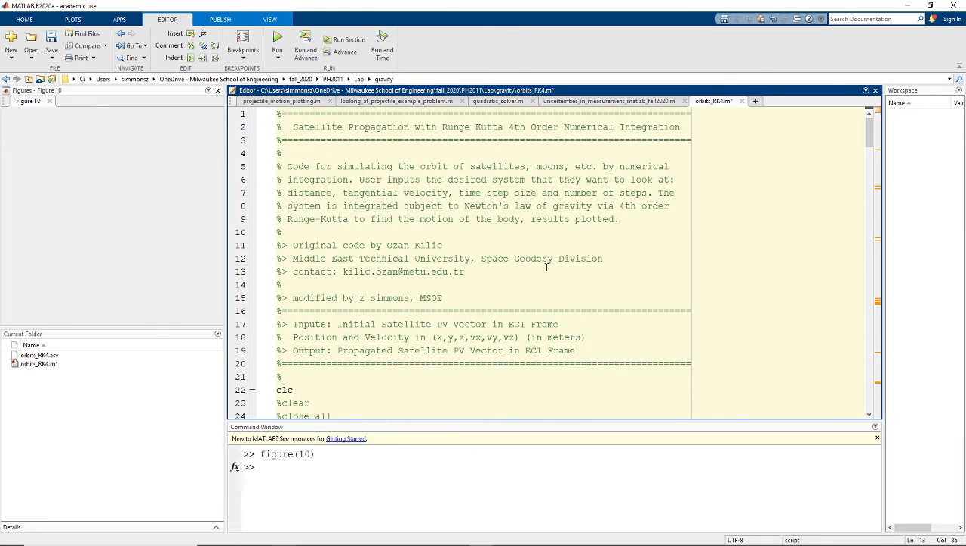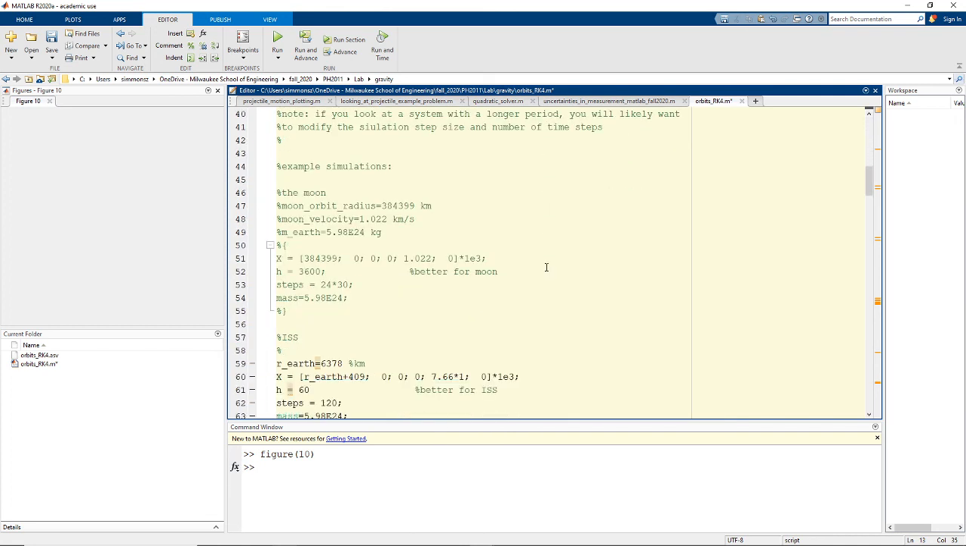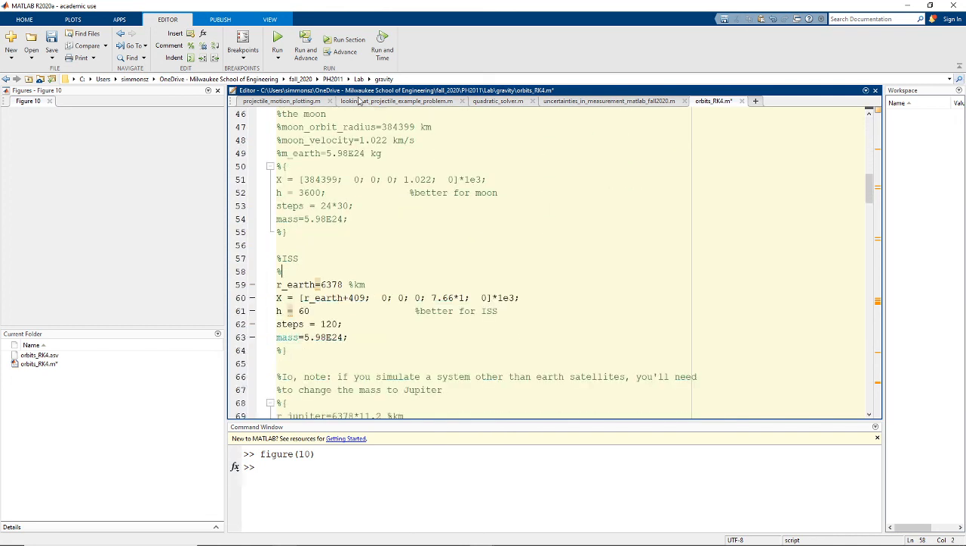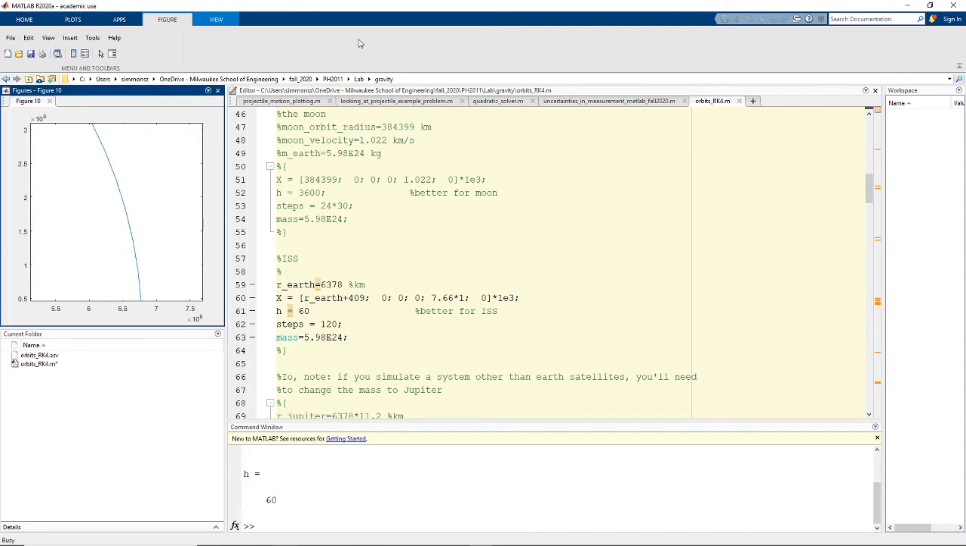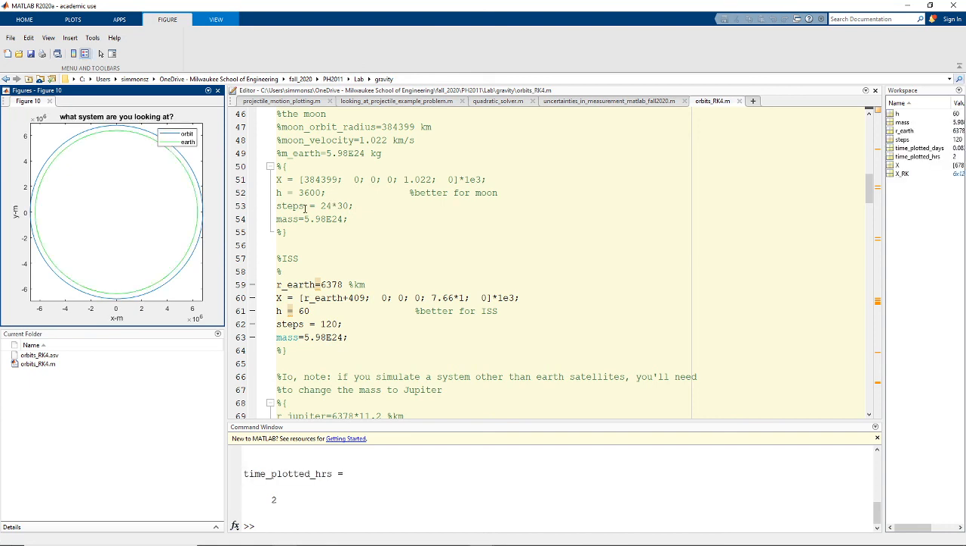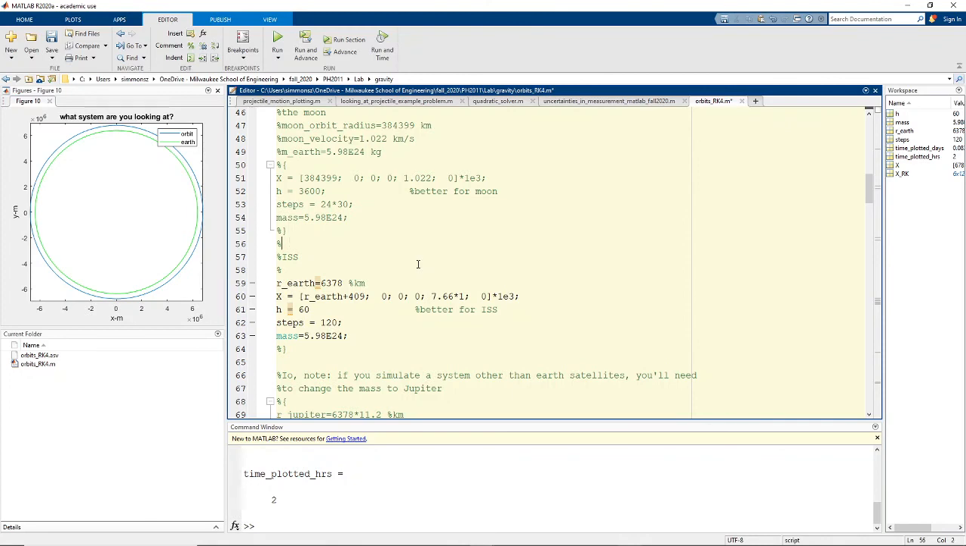So I'm just going to click run section, and that'll just run the part for the space station. So this is the orbit for the International Space Station. And then it's plotted also a circle that represents the size of the Earth. So this gives you a sense of how close the space station is to the Earth, which is kind of interesting. And you can mess with this.